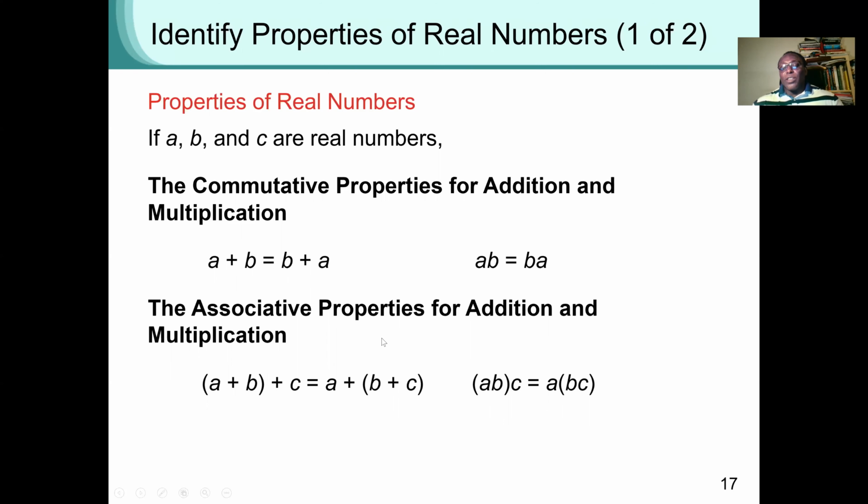We also have the associative properties for addition and multiplication. So if I have a plus b plus c, we're just going to change the values in the parentheses. So we can have b plus c in the parentheses plus a. Same thing, a, b, c. We can say b, c, a or a, c, b. AC will be in the parentheses. So the answer will be the same because it's multiplication.